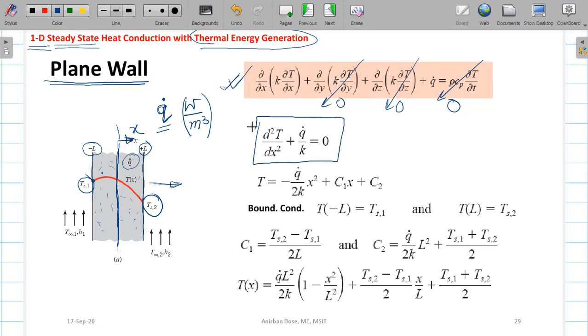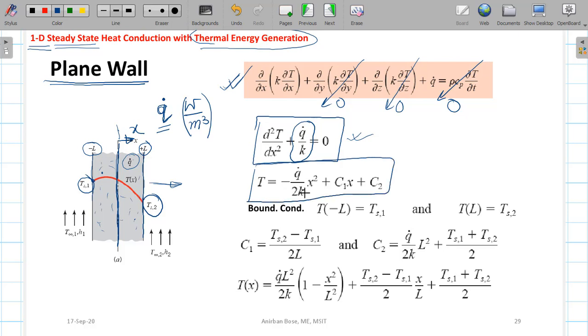Again, there is no need to write the partial derivative because T is only a function of x, but now this quantity will be there, which corresponds to the volumetric rate of heat generation divided by the thermal conductivity, and that is equal to 0. Here also we have considered that thermal conductivity is constant everywhere, that is not changing with x. So now this differential equation, if you integrate twice, it will give rise to this temperature field.